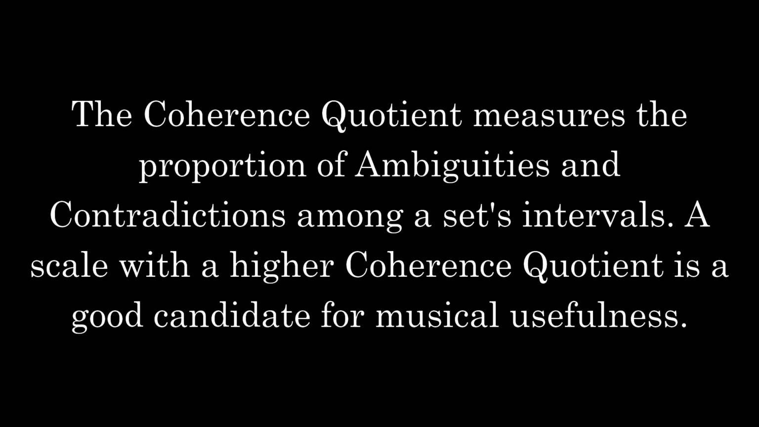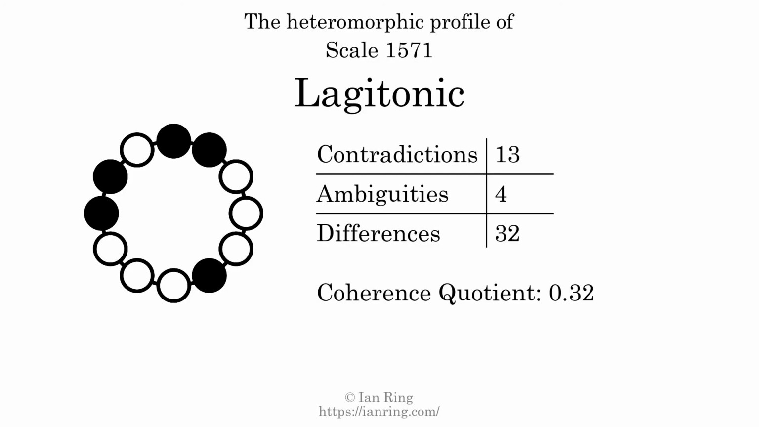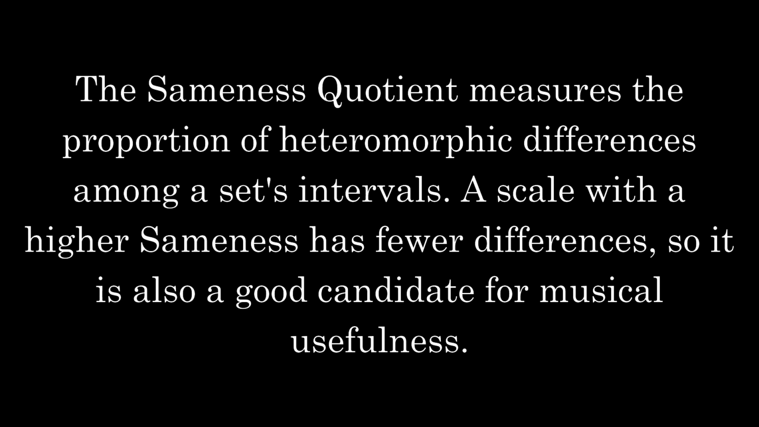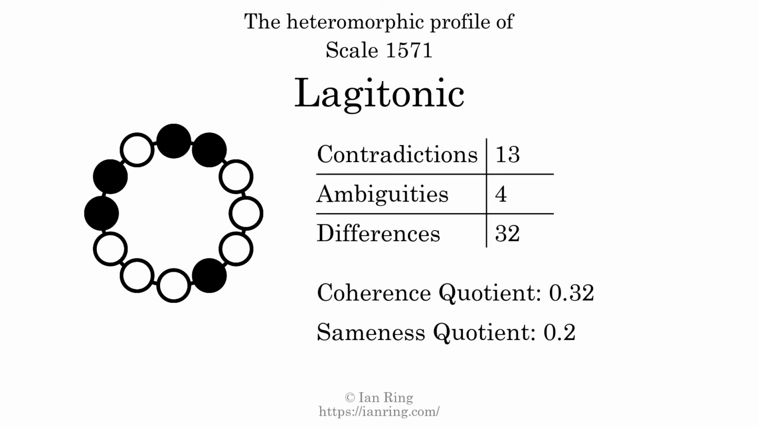The coherence quotient measures the proportion of ambiguities and contradictions among a set's intervals. A scale with a higher coherence quotient is a good candidate for musical usefulness. The coherence quotient is 0.32. The sameness quotient measures the proportion of heteromorphic differences among a set's intervals. A scale with a higher sameness has fewer differences, so it is also a good candidate for musical usefulness. The sameness quotient is 0.2.